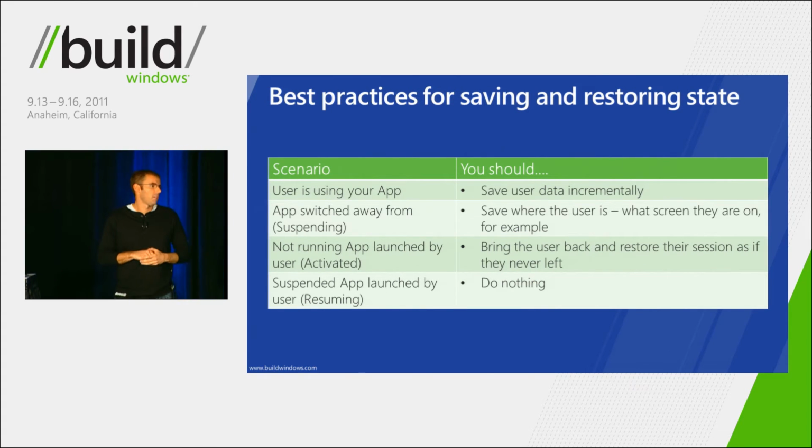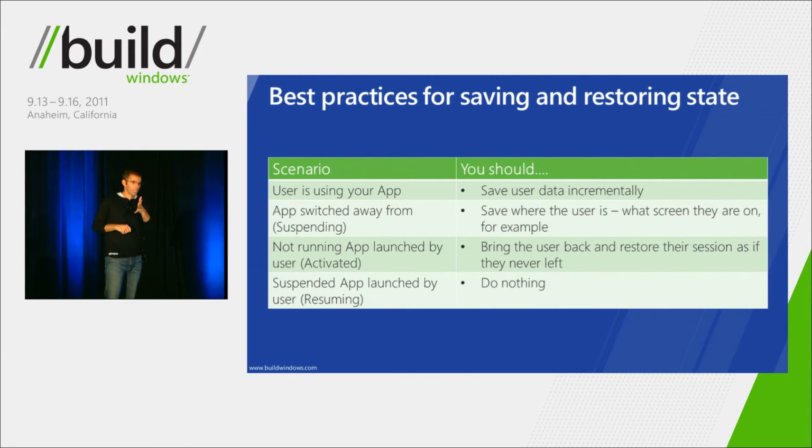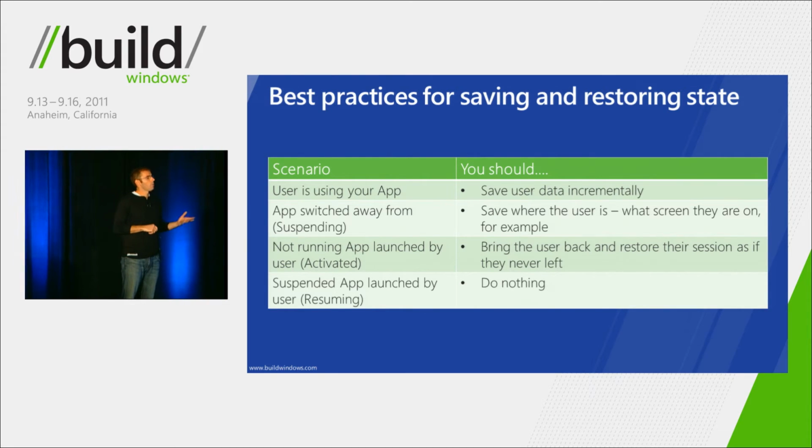So just to summarize some of the best practices here, when the user is using your application, save data incrementally. When the user switches away from your application and you're getting the suspended callback, save where the user is. Save where they are in their session. You can use session state, you can use file I/O, but just save where they're at. When your application gets activated, bring them back to where they were when the application was last used, so it makes it look like the user never left.